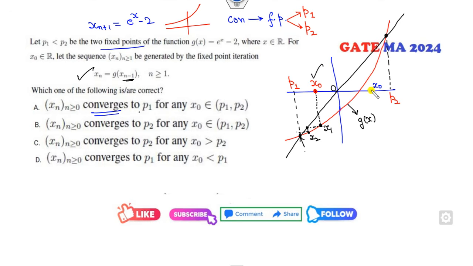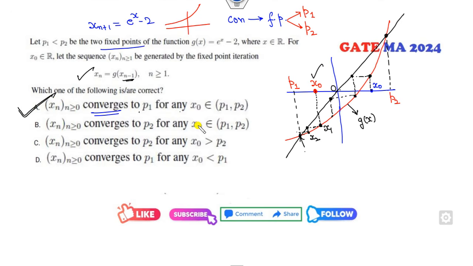If I choose a point here from 0 to P2, I can find the value, go towards the line y is equal to x, then find this value, then the corresponding value on the curve, and so on. Again it reaches toward P1. So yes, option A is the correct option.